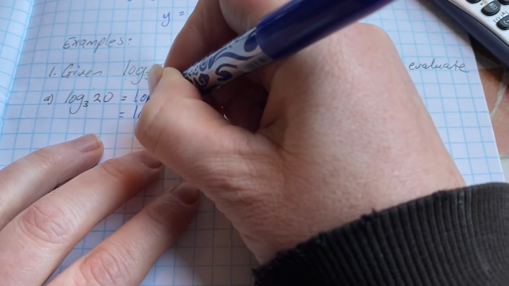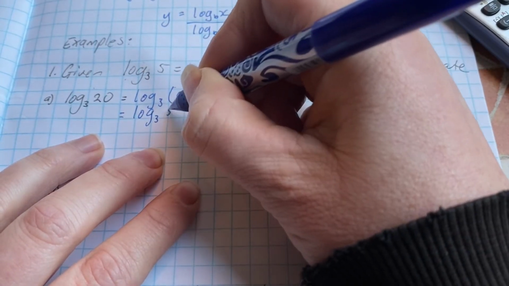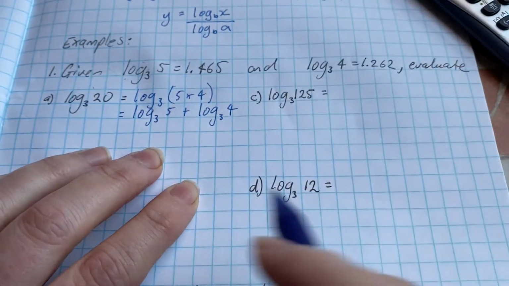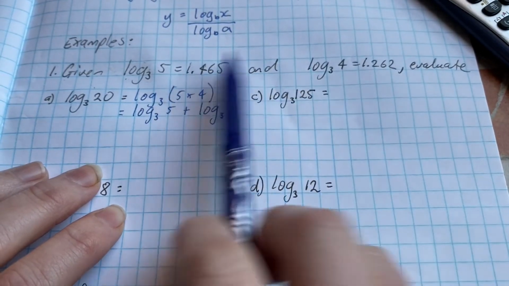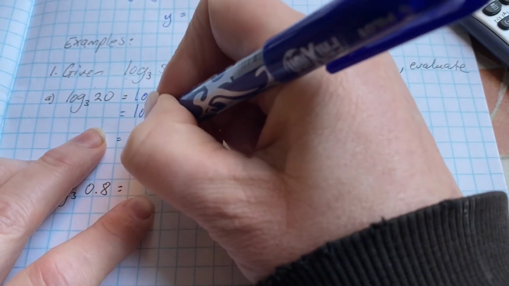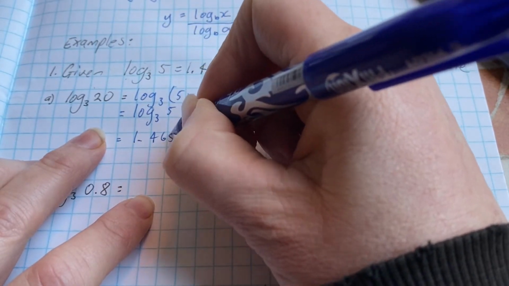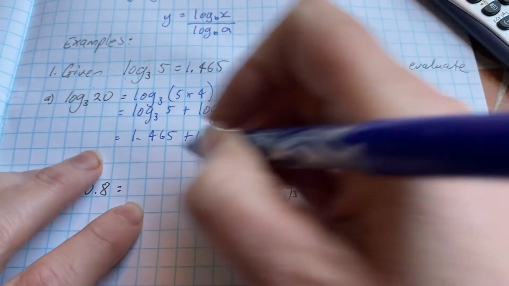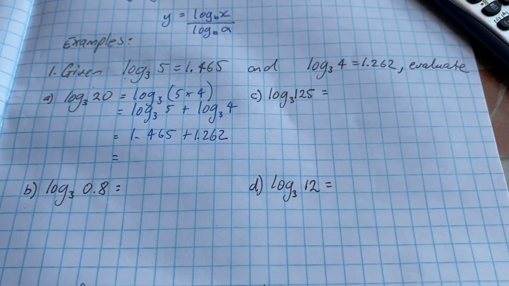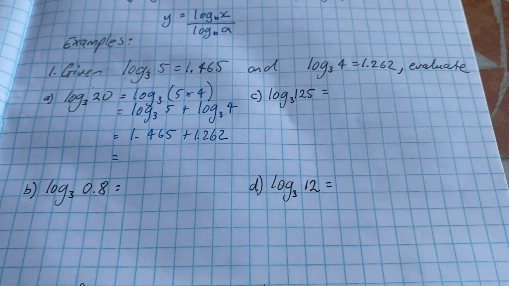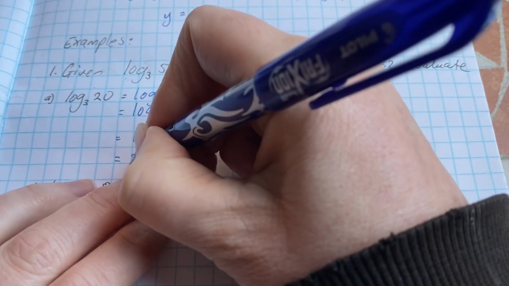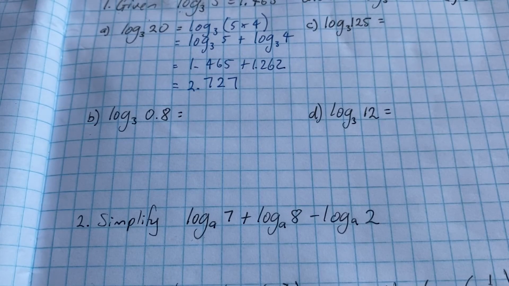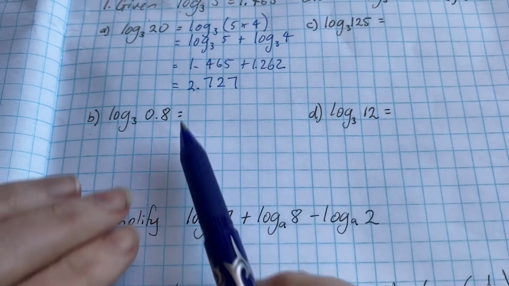So that's the same as log base 3 of 5 plus log base 3 of 4. And we know those values, they were given to us up here. So that's the same as 1.465 plus 1.262. And if I put that in my calculator, or just add it in my head, that is equal to 2.727.